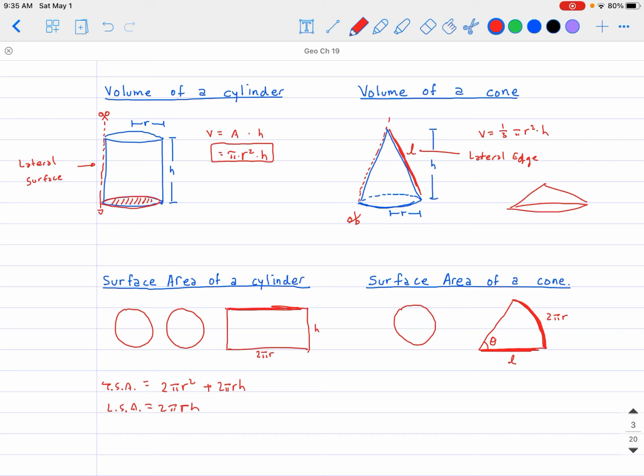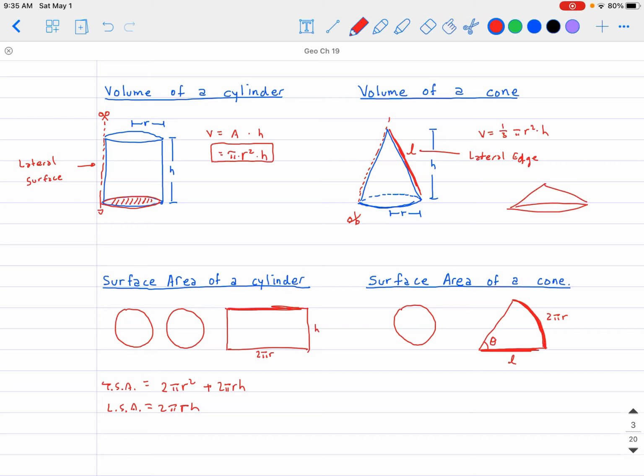So pi multiplied by L squared multiplied by r divided by L. And so the surface area of that cone is going to be equal to pi r multiplied by L, where r is supposed to be the base of the cone and L is supposed to be the lateral edge. Okay, so that's how you're supposed to find it too.